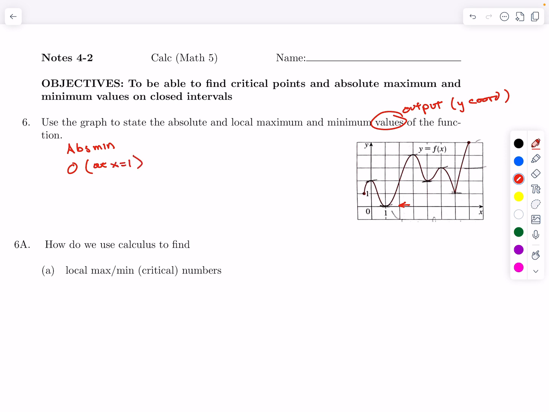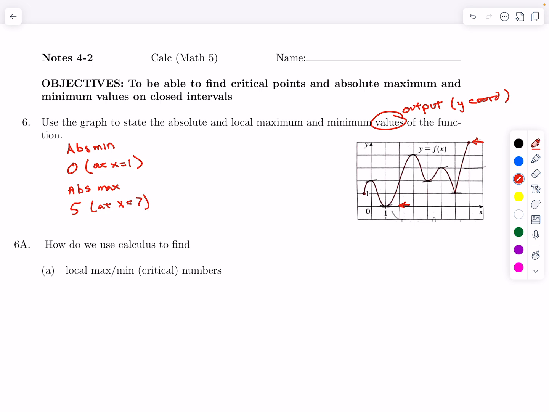So absolute max is over here. That's the highest point on this interval. How high is that? 5. I think that's 7. Okay.